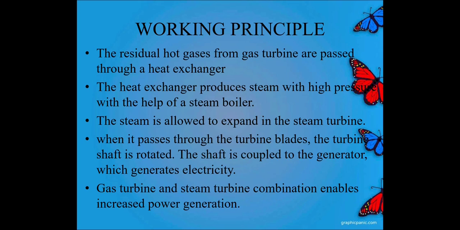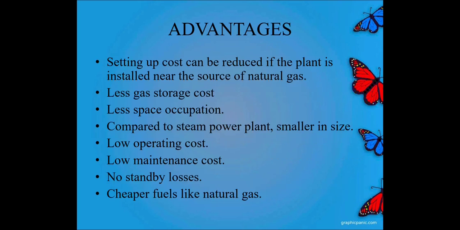The residual hot gas from the gas turbine is passed through the heat exchanger, which is nothing but a boiler. It produces high-pressure steam with the help of the steam boiler. The steam is allowed to expand in the steam turbine, which also produces some electrical energy. The gas turbine and steam turbine combination increases the power generation and also the efficiency of the gas turbine. It has some advantages.